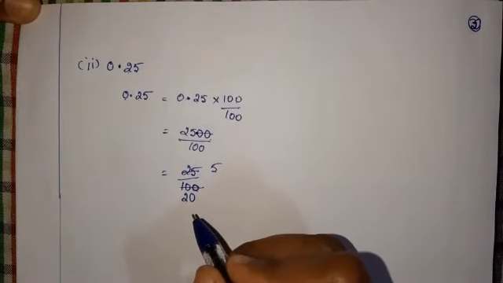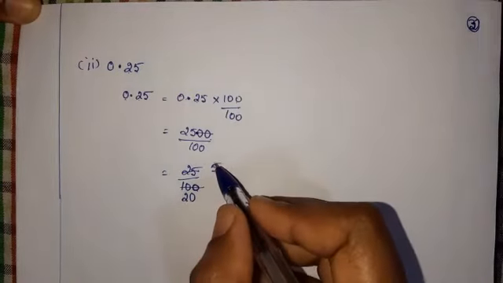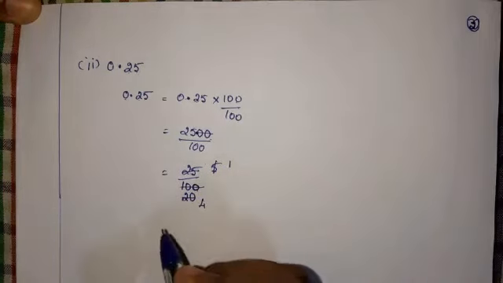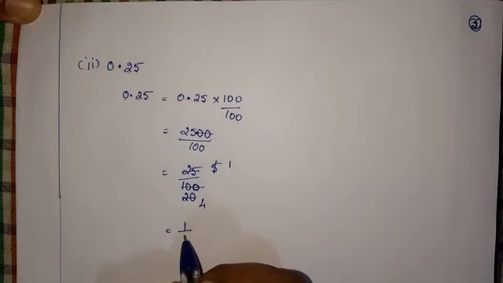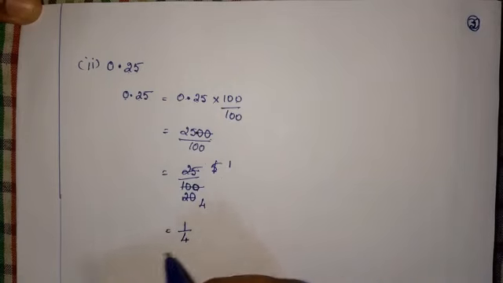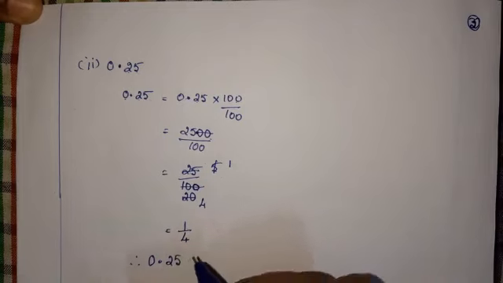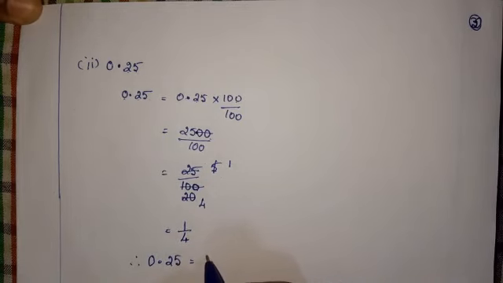Now you have 5 and 20. Any common table in this? Yes. 1 5 is 5. 4 5s are 20. Therefore, your answer is 1 by 4. Therefore, your answer for 0.25 can be written as 1 by 4.